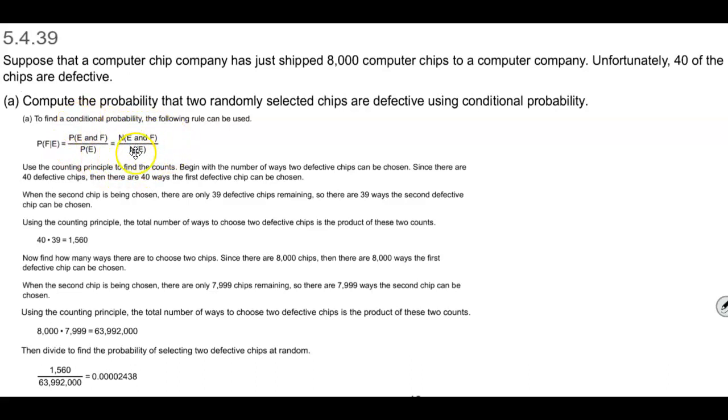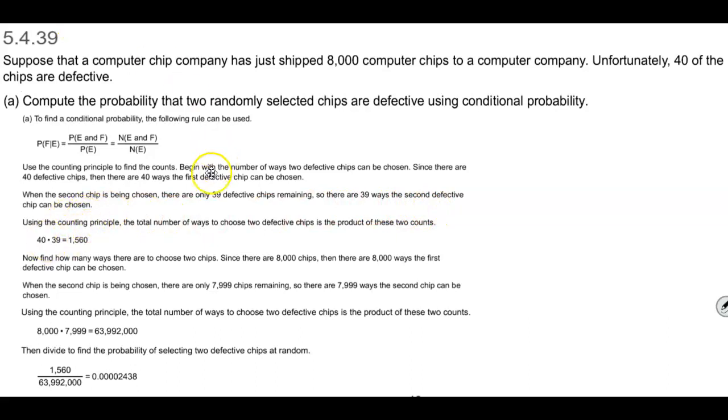conditional probability. Now we're going to use the counting principle to find the counts. So we're going to begin with the number of ways two defective chips can be chosen. Since there are 40 defective chips, then there are 40 ways the first defective chip can be chosen. Now when the second chip is chosen, since we've selected that first chip, now there are only 39 defective chips remaining. So there are 39 ways the second defective chip can be chosen.